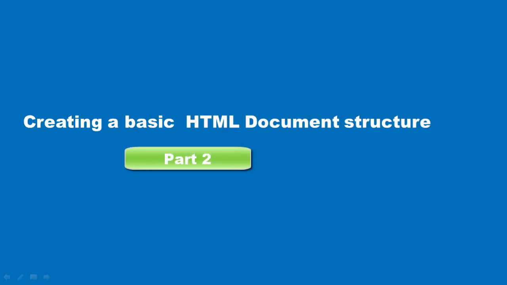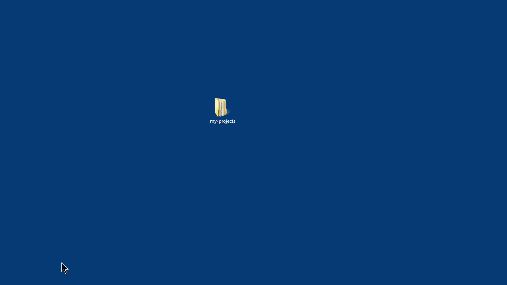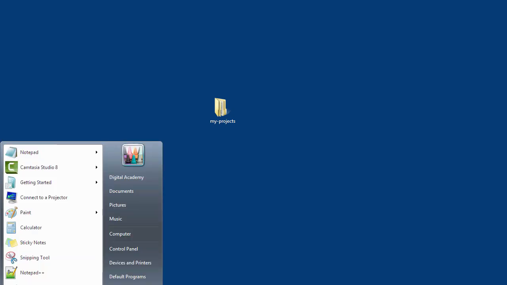Hello and welcome to part 2 of creating a basic HTML document structure. We are going to be using a text editor, and the text editor I'll be using is called Brackets. I recommend you use Brackets so it's easier for you to follow along in the example. However, if you haven't got Brackets, or if you've got a preferred text editor that you're used to, please feel free to use that.